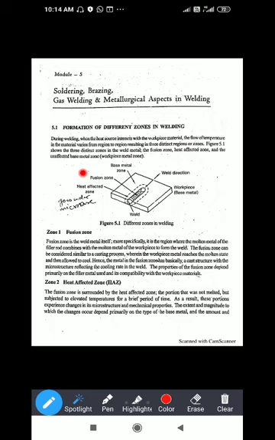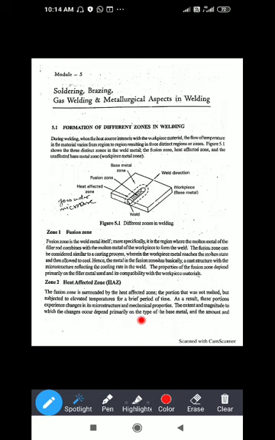In welding there are three zones. One is the fusion zone, the second zone is the heat affected zone, and the third one is the base zone. Hello, anybody having a doubt? Fusion zone, heat affected zone, and base zone.